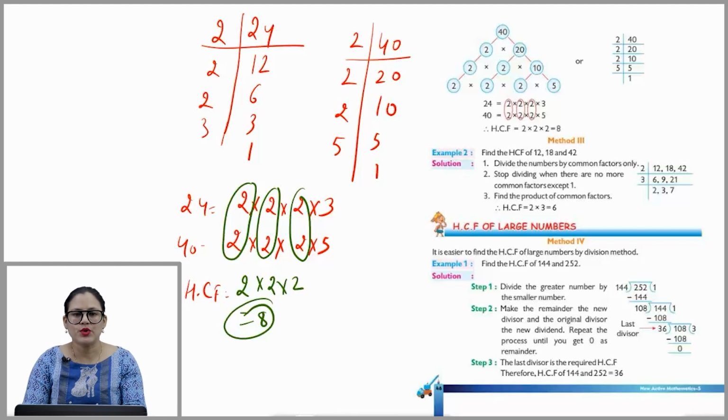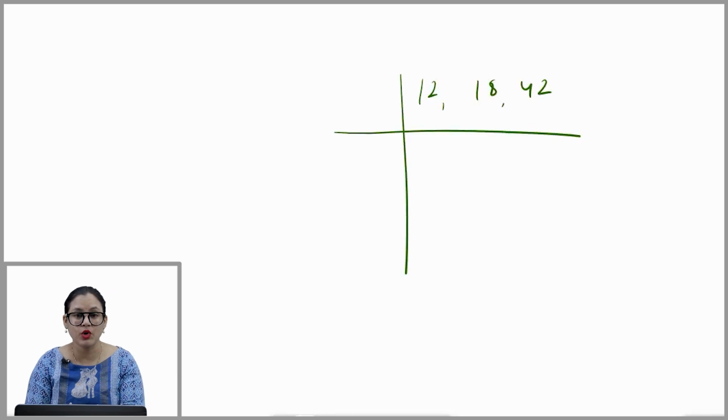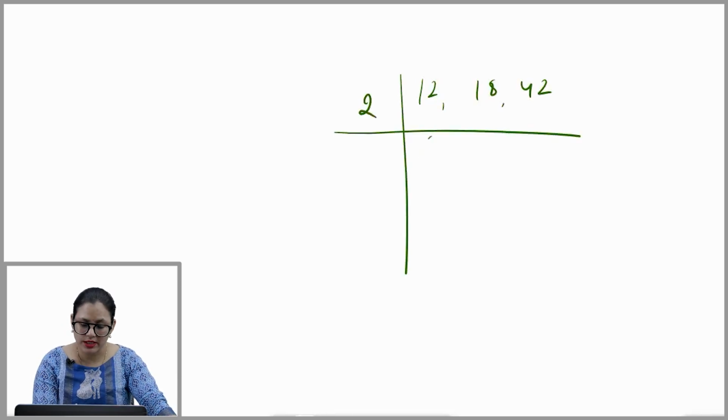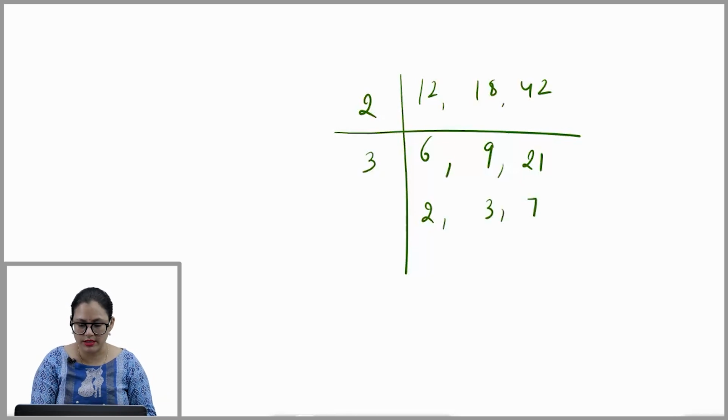Example 2, find the HCF of 12, 18 and 42. In the solution, divide the numbers by common factors only. Stop dividing when there are no more common factors except 1. Find the product of common factors. Okay, now we have to find out the HCF of 12, 18 and 42. So, here what will you do? First step, we will divide by the common factor, and the common factor is 2. 2 6s are 12, 2 9s are 18 and then 2 21s are 42. Now, 3 2s are 6, 3 3s are 9, 3 7s are 21. Now, we do not have common factors of these numbers except 1. So, we will stop dividing. So, what will be the HCF?